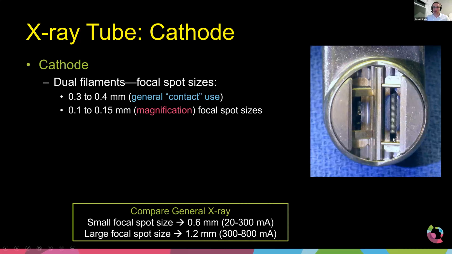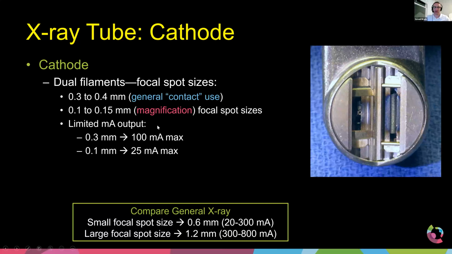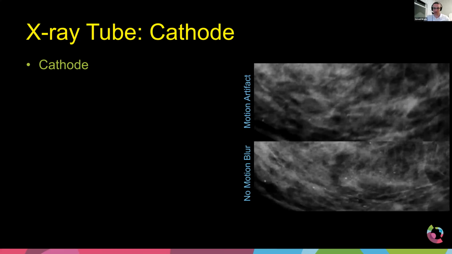You cannot do a lot of high mA on a small focal spot. You'll just burn this filament out, it'll break. So in mammography, we keep the mA low so we can use a very small focal spot. So why do we use very small focal spots? It's so that we can get good resolution.